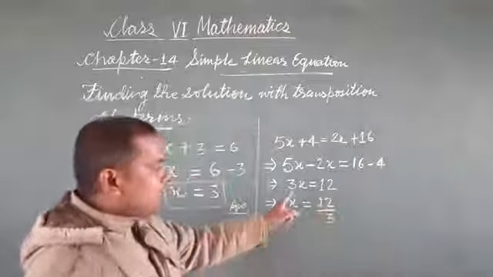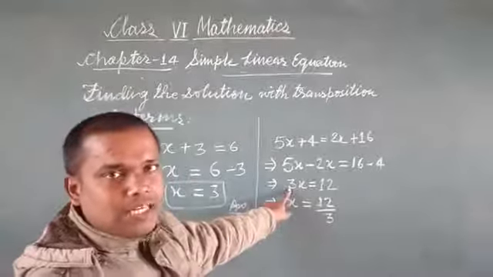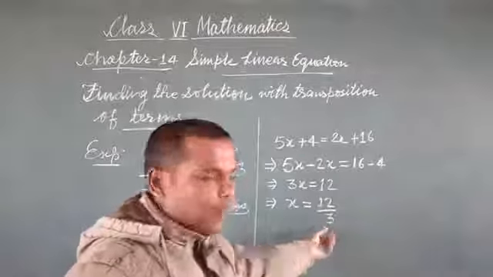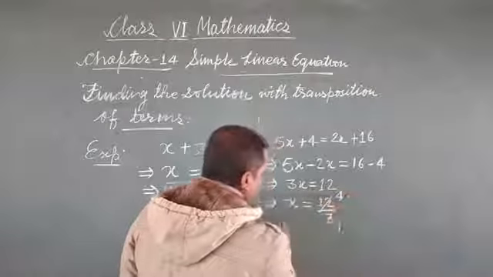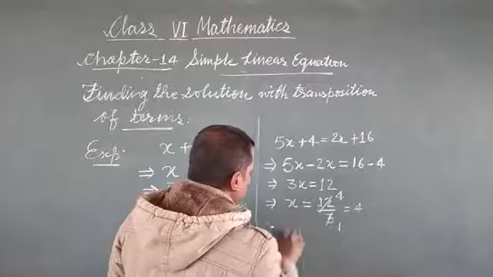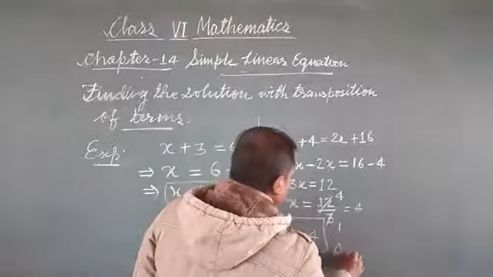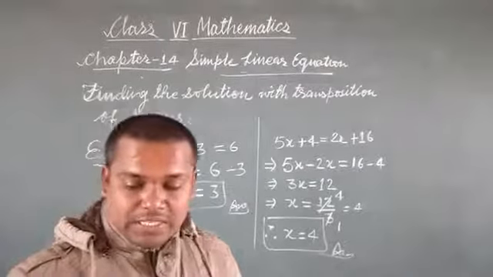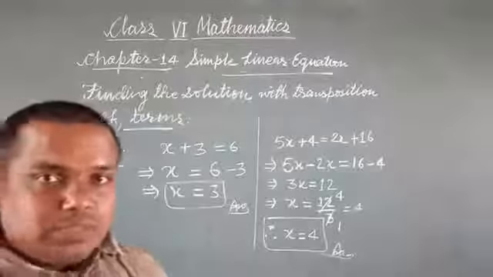Remember, when we have a coefficient of the variable on the left side, it will go to the right side and become division. Now when we solve it, 3 fours are 12, so this implies that 4, and therefore the value of x is equal to 4. This is the required answer. Like this, we will solve the given equation with the transposition of terms.